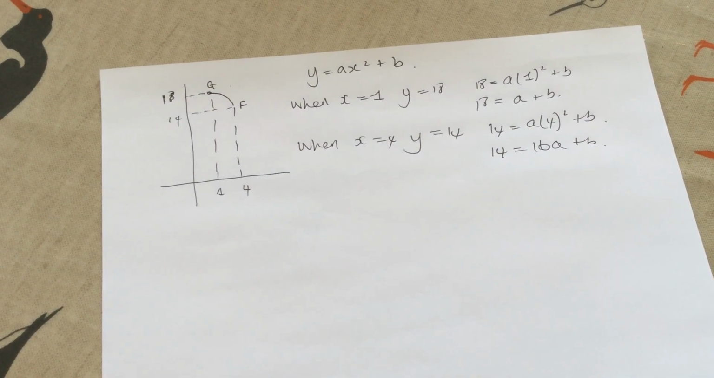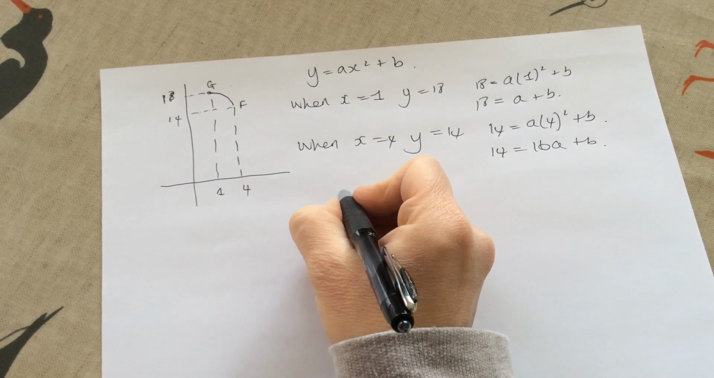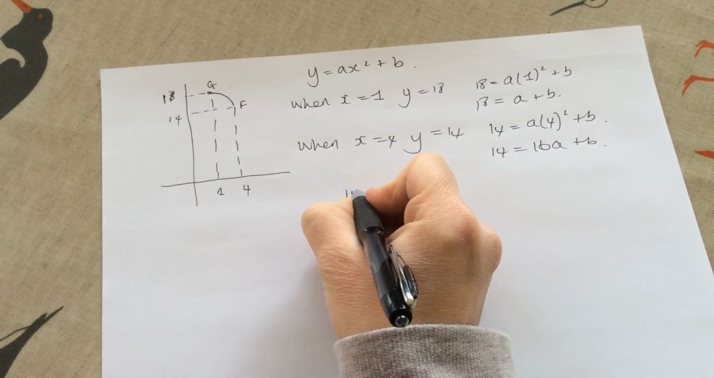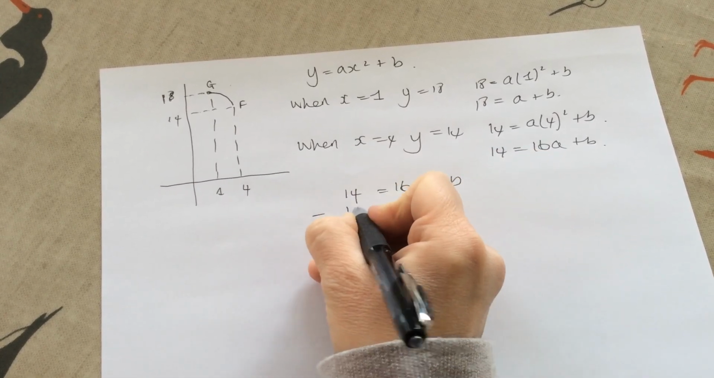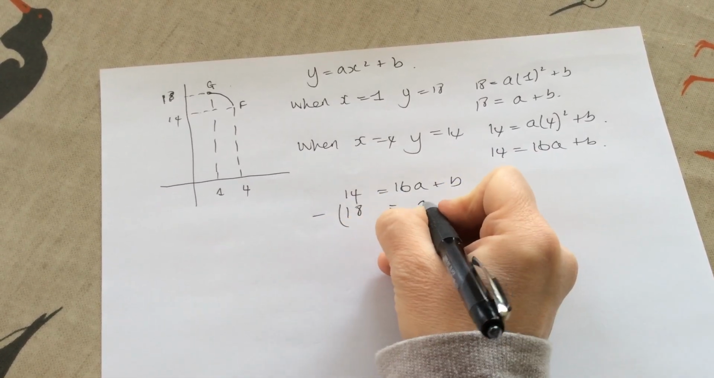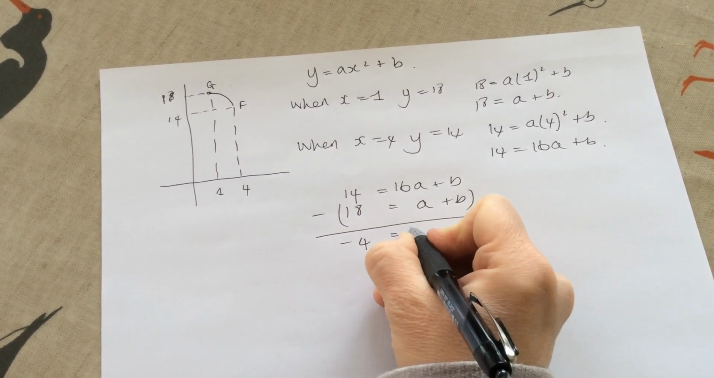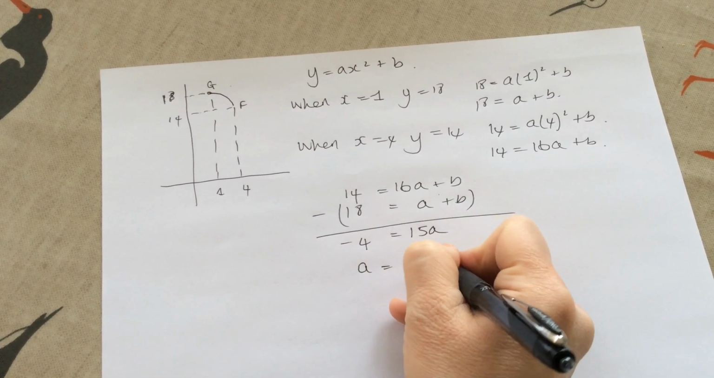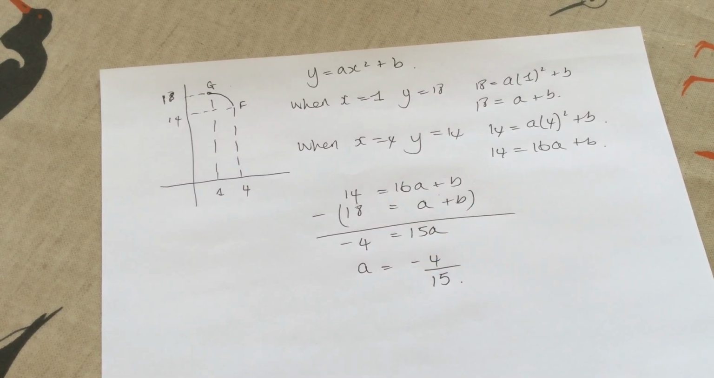So I've got a pair of simultaneous equations, and I'm going to take this one, 14 equals 16a plus b, and subtract the first one, which was 18 equals a plus b. That's going to give me minus 4 equals 15a. The b's obviously are going to cancel. And now I can divide through to say that a is minus 4 over 15.